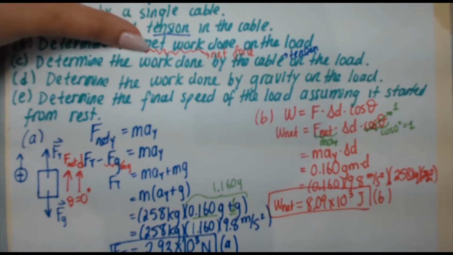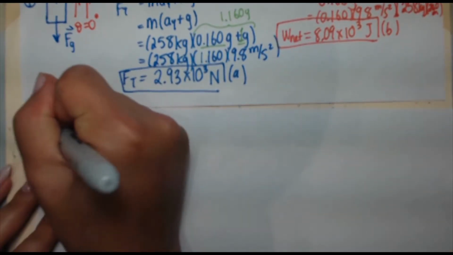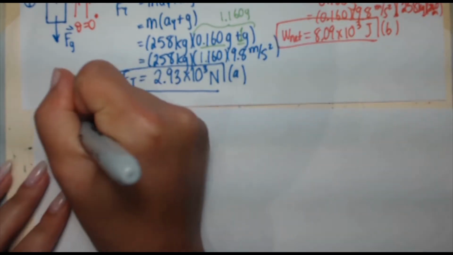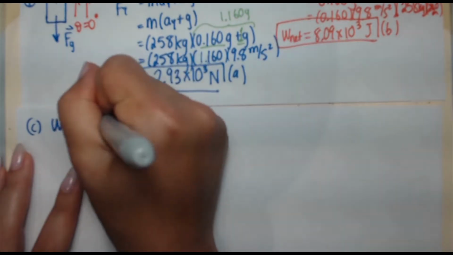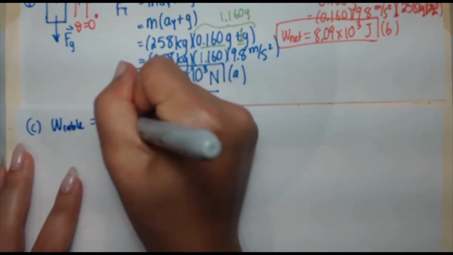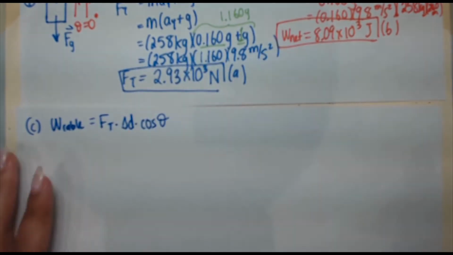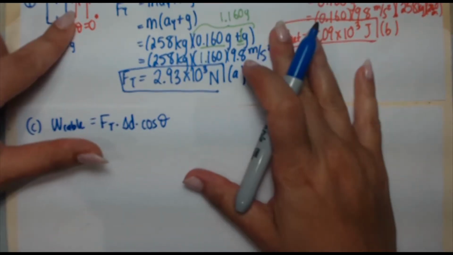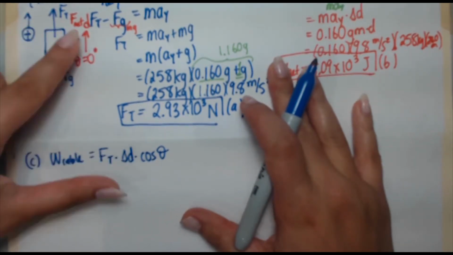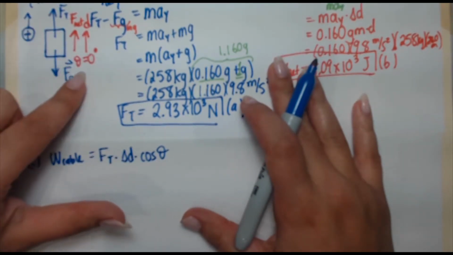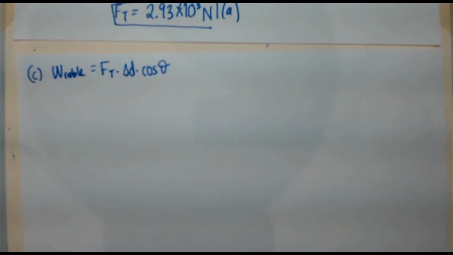Let's do part C now. Determine the work done by the cable on the load. For part C, the work done by the cable is equal to the force of tension times the displacement times cosine of theta. Just like in the previous part, remember the angle between the tension force and the distance is still 0. Theta is still 0, so cosine of 0 is 1. That's nice, that simplifies out.